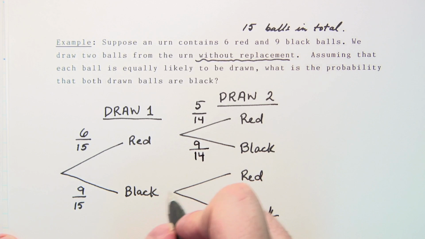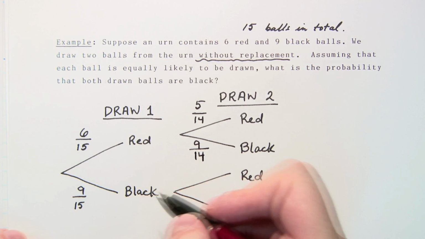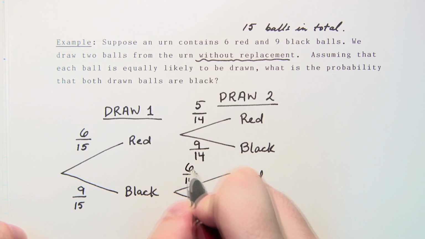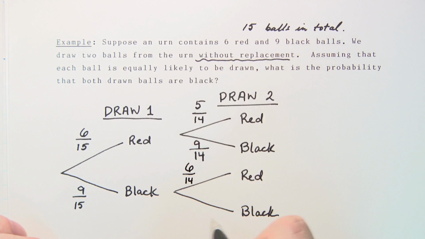Similarly, I have black on the first draw. This means that out of the 14 balls, I'm going to have all of the 6 red, and on the black, I'm going to have 8 remaining black balls because I picked one of them on the first draw, left with 8 over 14.